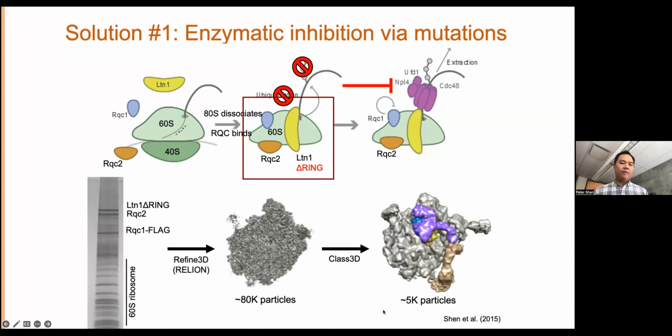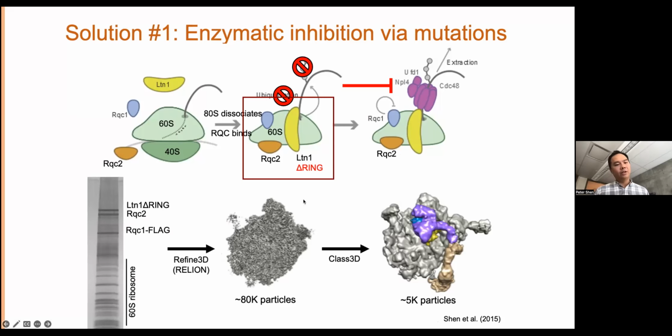Even with all of these efforts, we collected a data set of about 80,000 particles. We did a lot of classification with it, and the most complete structure was reconstructed with only 5,000 out of the 80,000 particles. That's something like 6%. And so the overall resolution wasn't that impressive, only about 10 angstroms in this case, but the structure still enabled us to tell a story of how this RQC complex handles stalled ribosomes. So 6% is better than 0%.